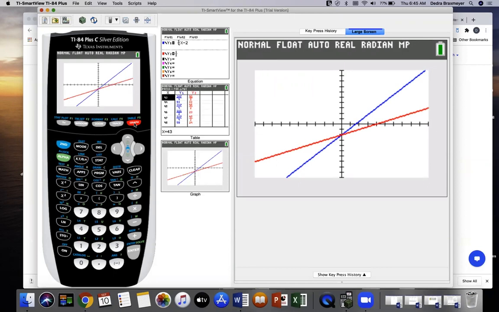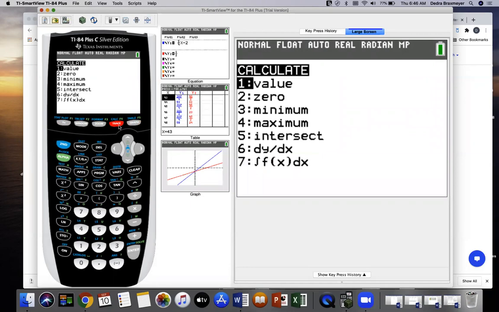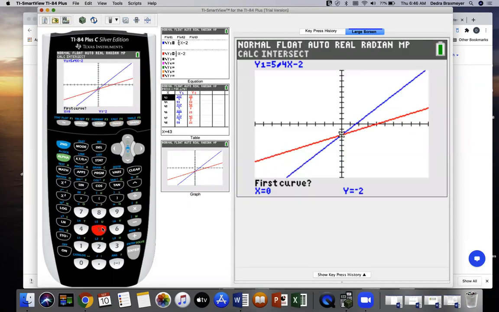And then it looks like the intersection is 0, -2. I could probably tell that just by looking at the equations. But in a situation where I'm not sure where they intersect, to find that on my calculator, I will go to Second, Trace, and I'm in the Calculate menu. And right now I am interested in intersecting those two functions.